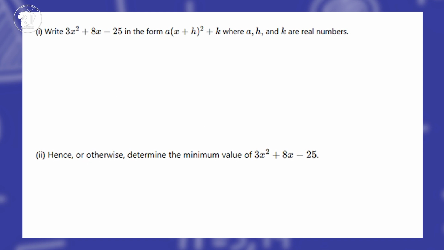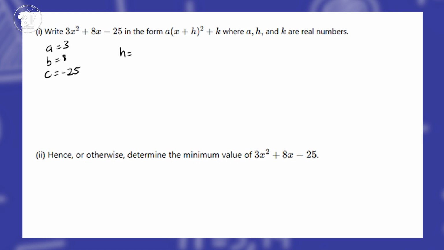First things first, we need to identify what a, b, and c are. In this quadratic, we see a would simply be 3, b would be 8, and c would be negative 25. So we have our values for a, b, and c. Now the important thing, we already know what a is. So the next thing we need to do is find h and k. x will remain x.